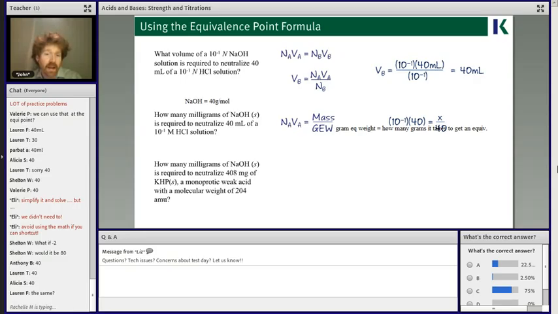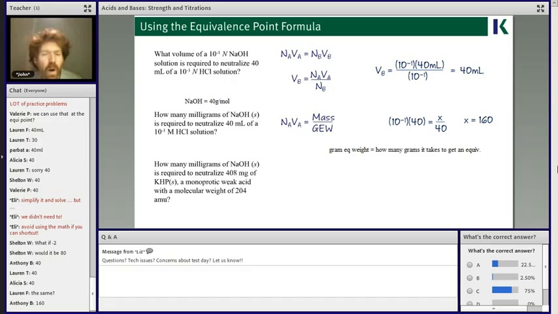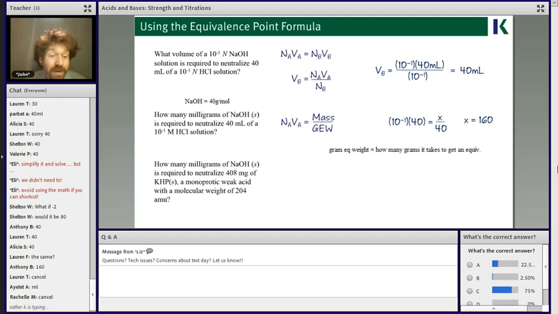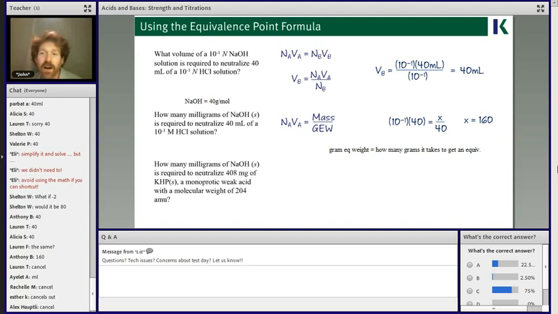40. So all we've got to do is plug and chug, right? So we've got a 10 to the negative 1 molar solution times 40. And so then that equals whatever the mass is divided by 40, which leaves you with, Anthony, nice work, just 160 milligrams. Notice that we're disregarding milli. Why did we not convert milligrams to grams? Anyone notice why I just disregarded that? Yeah, they cancel, Lauren, because we're using milliliters and milligrams, so you can disregard the milli.